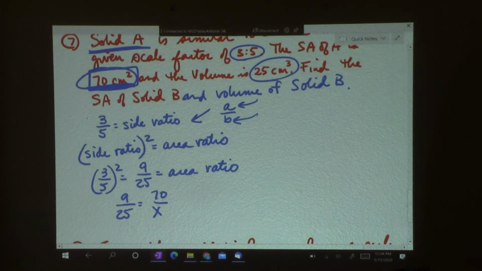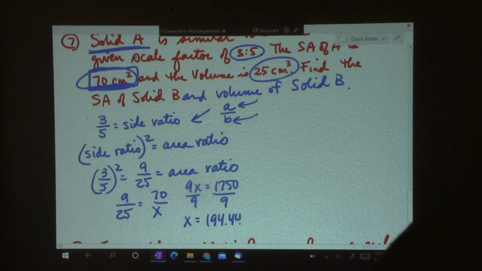Once you square the ratio, that is really the key. You must always do that. Then I just cross multiply and I have 9x equals 25 times 70, which is 1750. Divide by 9. And I get 194.44. And that's centimeters squared. That's solid B.